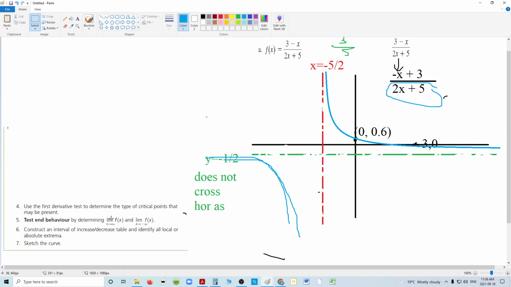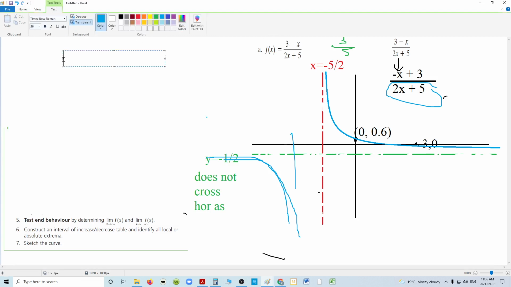Use the derivative test, we did. Test the end behavior. So what happens here, just to make sure it's on the underside of negative a half, in other words, it never gets higher than negative a half, we would put in negative a million here. Now that's how I do it, but here's a smarter way. So I'm going to reorganize it in order.